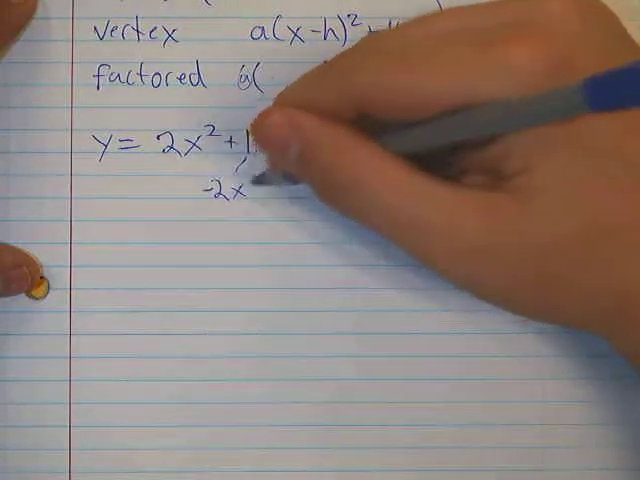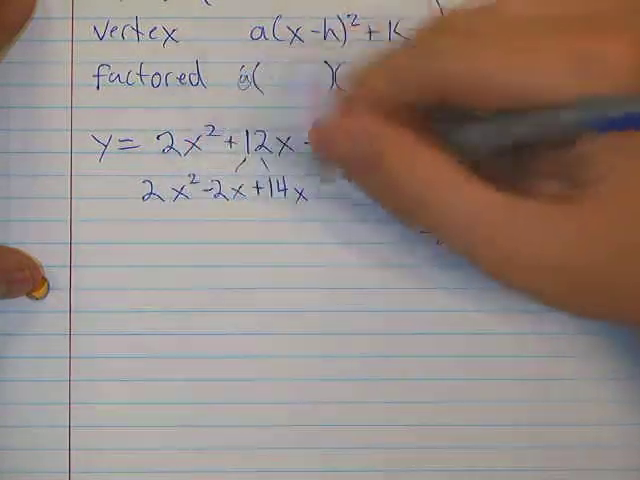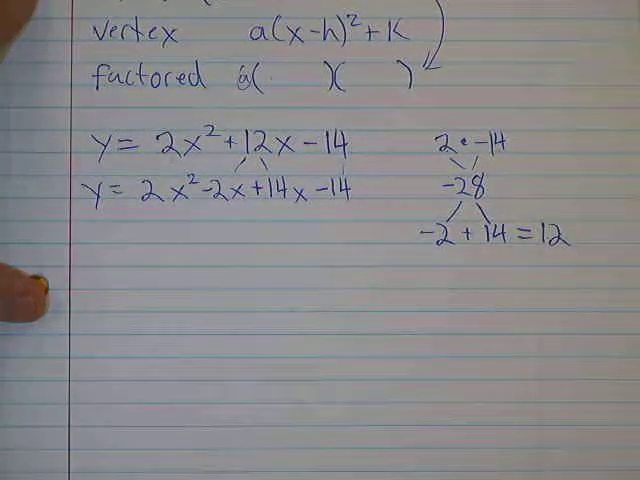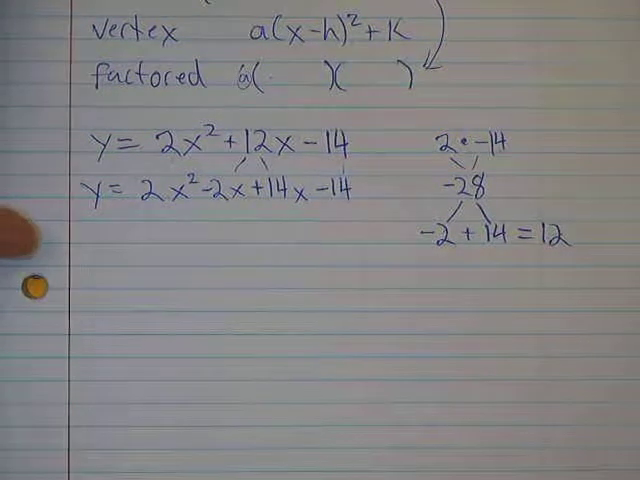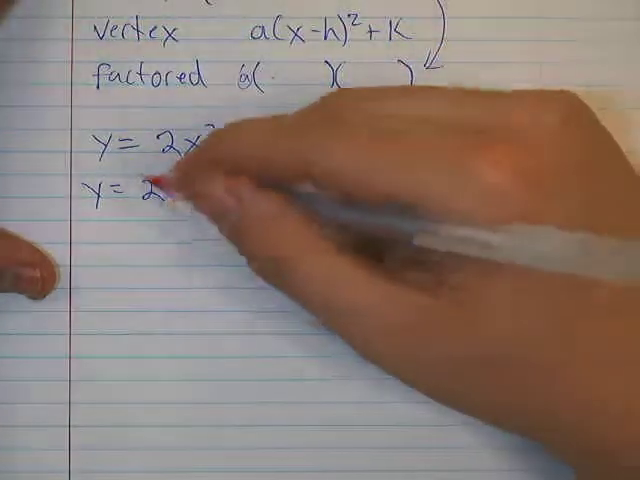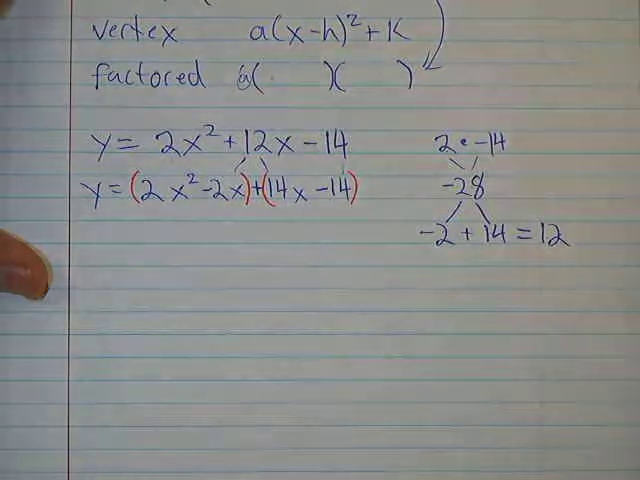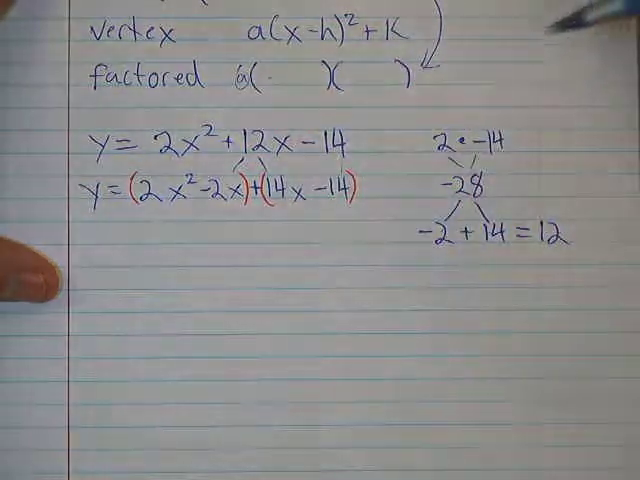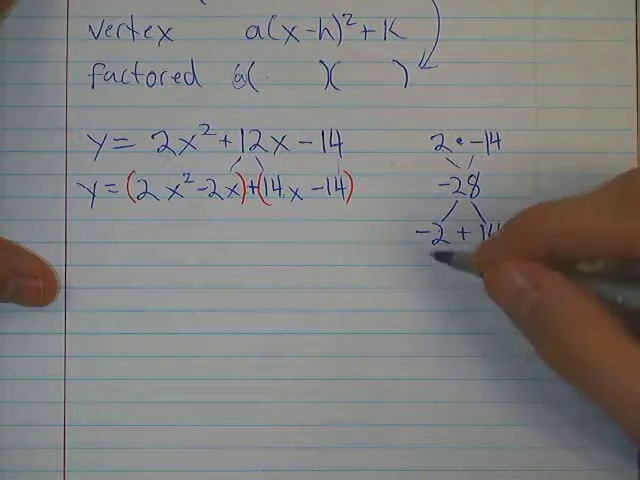So we are going to rewrite 12x as negative 2x plus 14x, and we'll bring down the rest of our quadratic around it. Now, we want to group this quadratic in such a way that we can factor it nicely. In the end, it doesn't matter which way you order these. It should always factor. And so we're going to group our first two terms and our last two terms, like so.